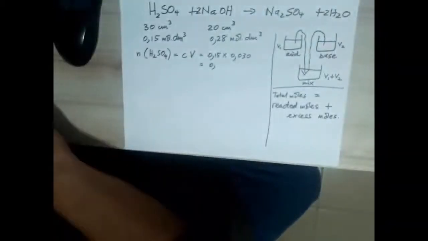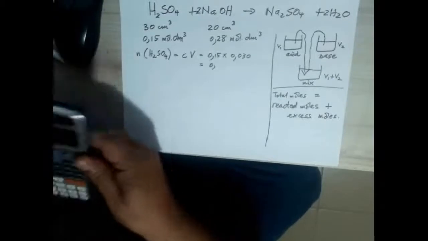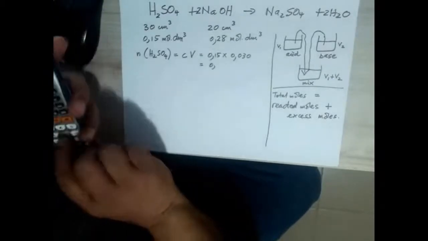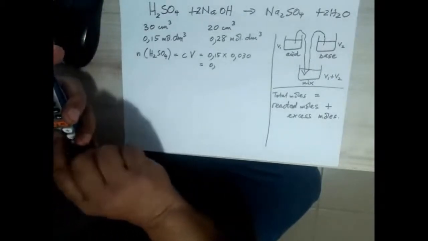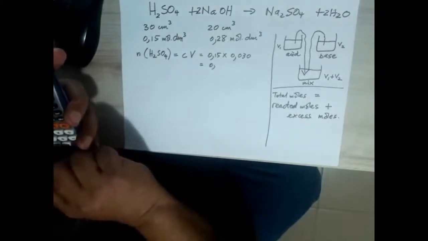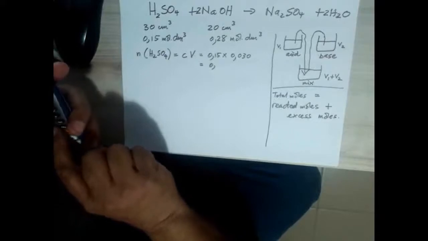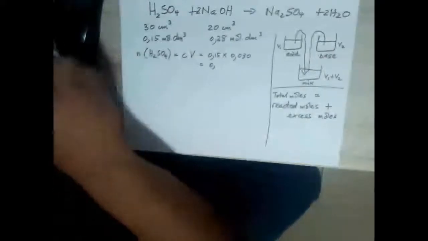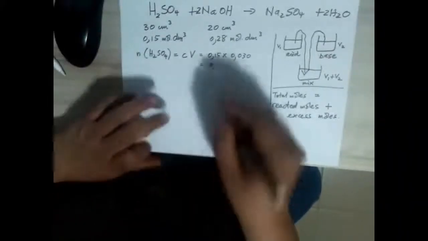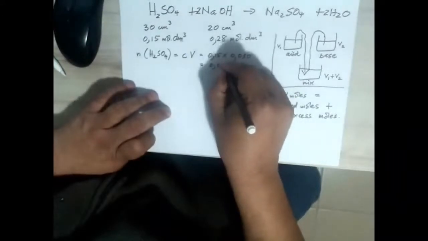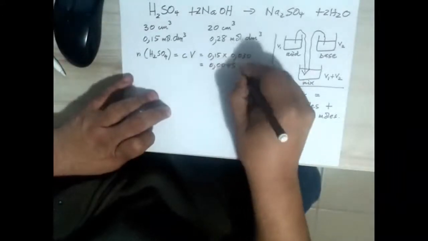Okay? I'll put it into the calculator, and you can put it into your calculator in the meantime. 0.15 multiplied by 0.030, and I get 0.0045 moles.